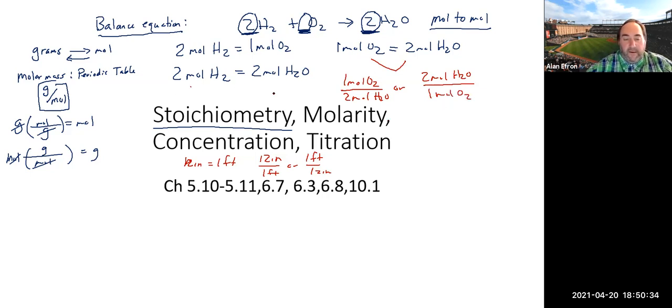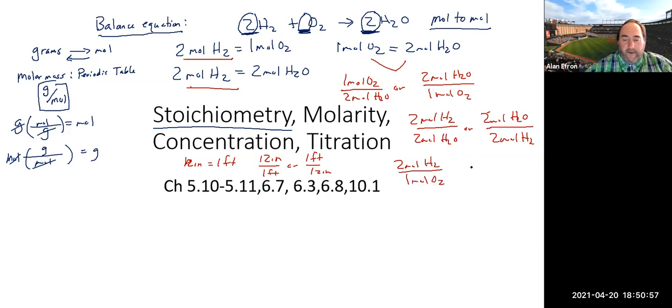For this one right here, we could say that for every 2 moles of H2 on top, we have 2 moles of H2O, or 2 moles of H2O gives us 2 moles of H2. And for this one here, we could write 2 moles of H2 over 1 mole of O2, or 1 mole of O2 over 2 moles of H2. Now, from this one single balanced equation, we have 6 different conversion factors that we could use, just like 12 inches is a foot, to do some type of calculation.